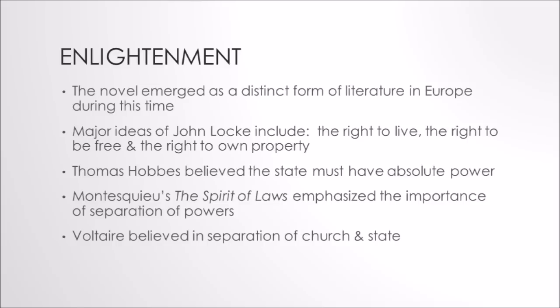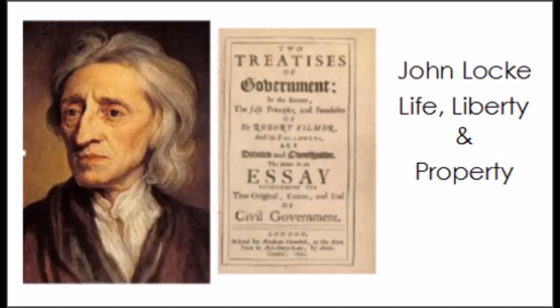The Enlightenment was when the novel emerged as a distinct form of literature. Major ideas of John Locke included the right to live, the right to be free, and the right to own property. Hobbes believed that the state must have absolute power. Montesquieu's Spirit of Laws emphasized the importance of separation of powers. Voltaire believed in separation of church and state.